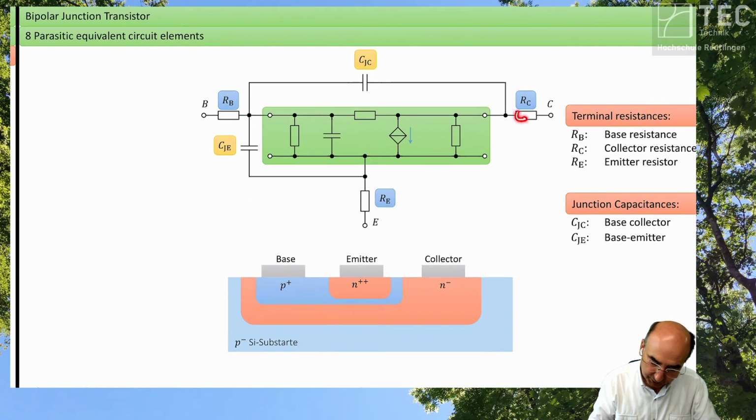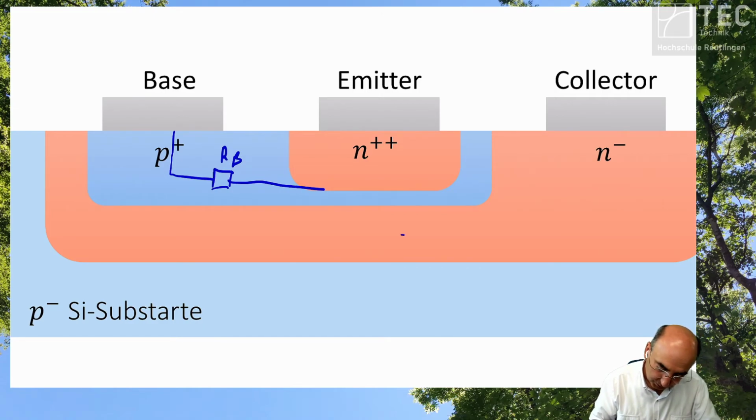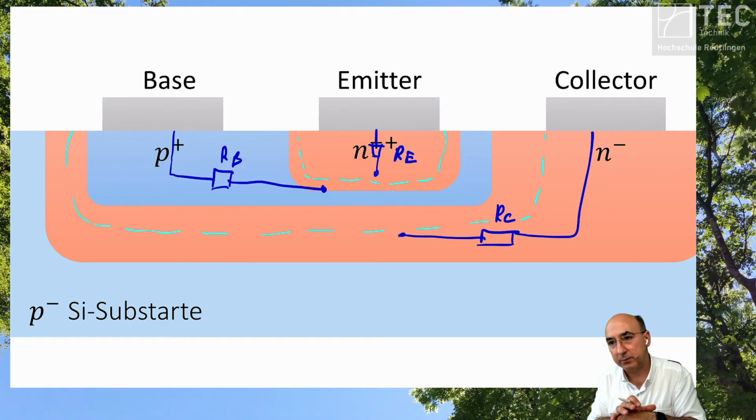And we have in addition the series resistances. And what are the series resistances? Yeah, you know that already. I have painted them very often. That's RB, that's RC, and that's RE. And why have I put them here? Because we have some space charge boundaries. I don't want to repeat all that stuff again and again, but here everything comes together.